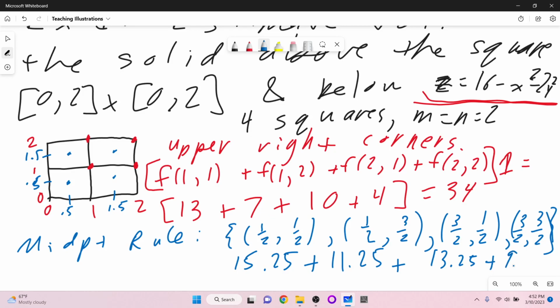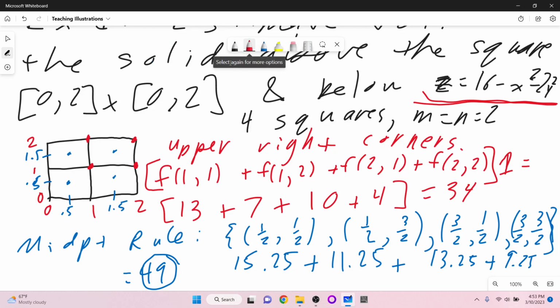9.25. Then add those together. 15.25 plus 11.25 plus 13.25 plus 9.25 gives us 49. So that top right rule gave 34. This midpoint rule gave 49. We might also do the bottom left rule, and that would probably give something different entirely.